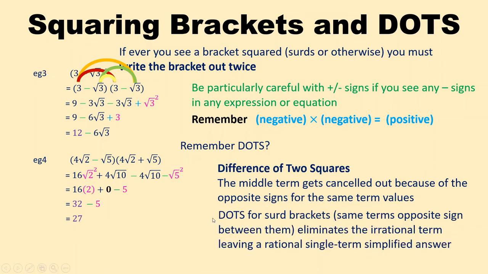As I said before, DOTS for surd brackets are the same terms in each bracket with the opposite sign between them. This eliminates the irrational term, leaving a rational single term as our simplified answer. So I've just got 27, a rational number, as my answer. You may need a minute now to think about that, so hit pause, copy out these examples and copy down these notes, and hit play when you're ready to go on to the practice exercise.